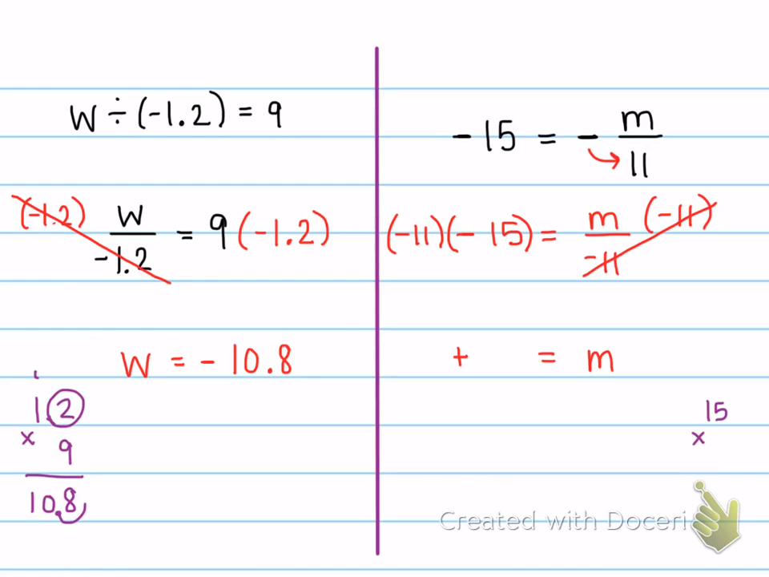And then I will do my work. 15 times 11. 1 times 15 is 15. And I get 165. And I know that my answer is positive 165. All right, so we've done multiplication equations and division equations. There is one special case that I would like to talk about.